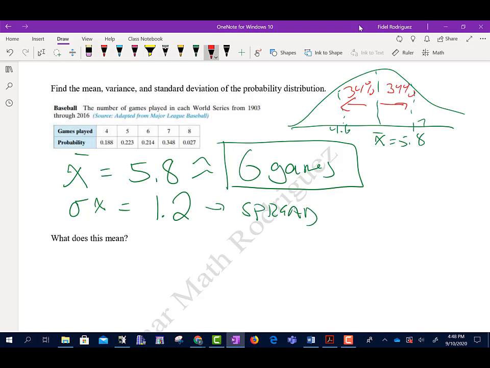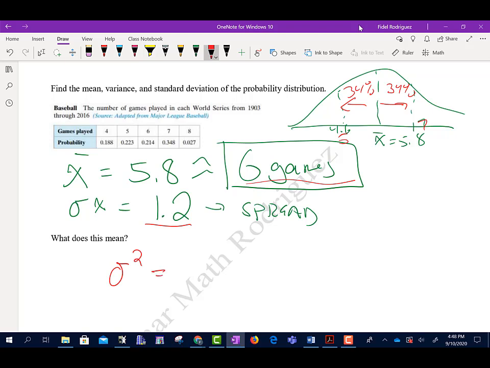So most World Series lasted about 6 games. And most of them had about a 1.2 spread. So what I mean by a spread is that most of the games might have lasted either 7 games, or maybe 4 games, or 5 games, right? But they were all in here, because if I were to round it, I might say 5 games, and that's 7 games. So most World Series lasted 6 games on average, with most of them being either one more or one less.